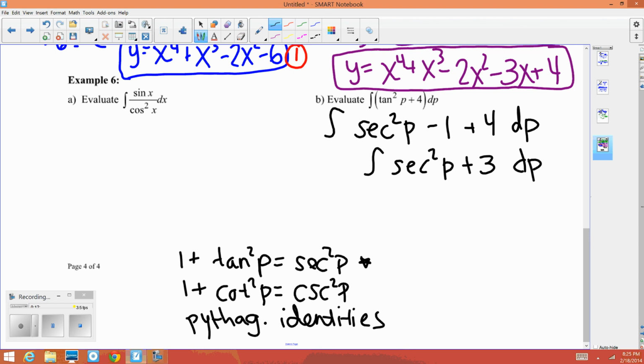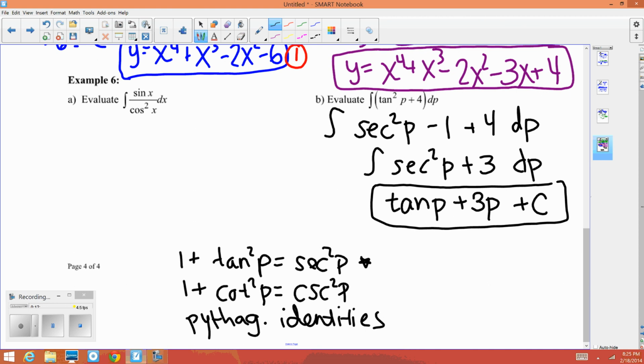Now, the reason why I did that, because I can't think of anything that when you take the derivative, you get tangent squared. But I do remember that if I take the derivative and get secant squared, that original function must have been tangent. Okay, and then we have a constant, so it'll just be 3p. And that dp is there to remind us to put plus c. So this is the antiderivative. Okay, if we integrate that function, this is what we end up with.